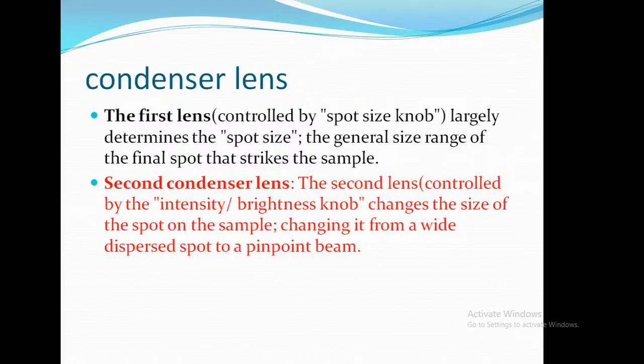Another part of the electron microscope is the condenser lens. There are two types of condenser lens: the first condenser lens and the second condenser lens. The first lens is controlled by the spot size knob, and it largely determines the spot size, the general size range of the final spot that strikes the sample. The second lens is controlled by the intensity or brightness knob. It changes the size of the spot on the sample, from a wide dispersed spot to a pinpoint beam.